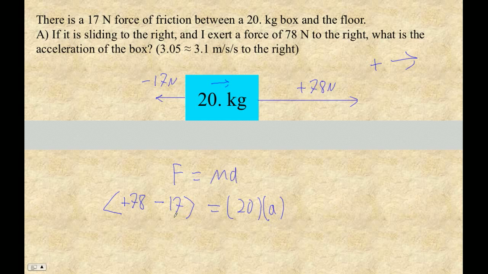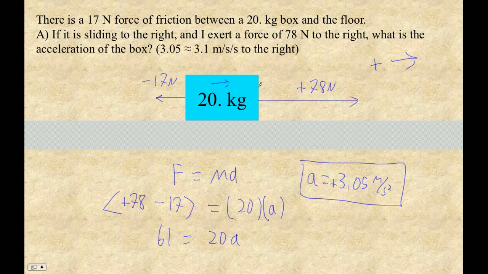All right, well, this is not so hard, is it? So 78 minus 17 is 61. And then divide by 20. And we get 3.05. Positive. So that means it's going to accelerate to the right at 3.05 meters per second squared. Now the only moral dilemma here is, do you round that up or down?